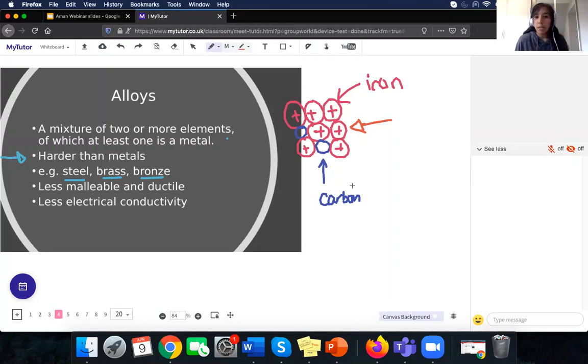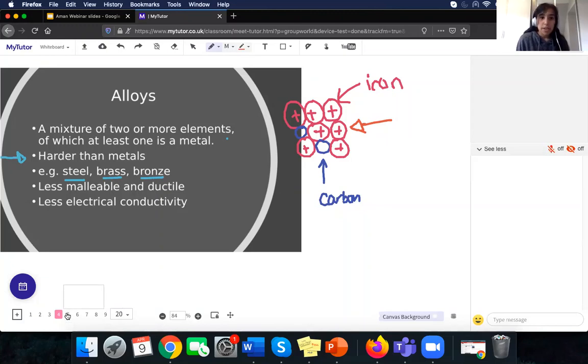Okay, so just as a recap then, this is the structure of an alloy. You've got different elements in there and they disrupt those layers, meaning that it's harder for those cations or those positive ions to slide over one another, making alloys hard, making them have less malleability and ductility, and making them less electrically conductive because the electrons, these delocalized electrons, face resistance.